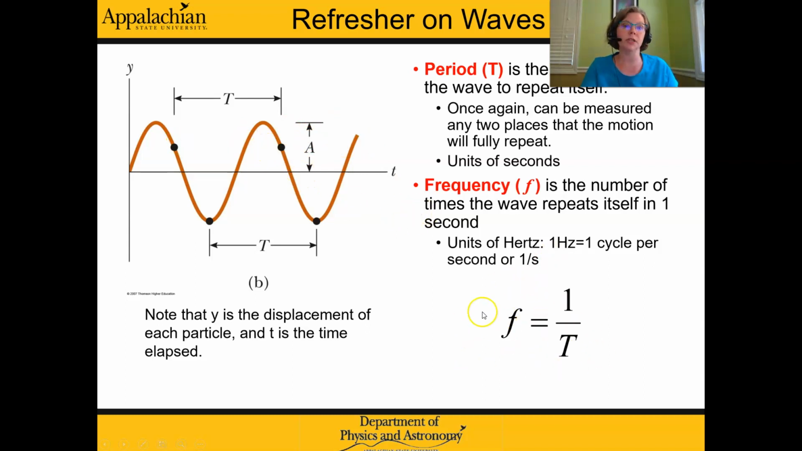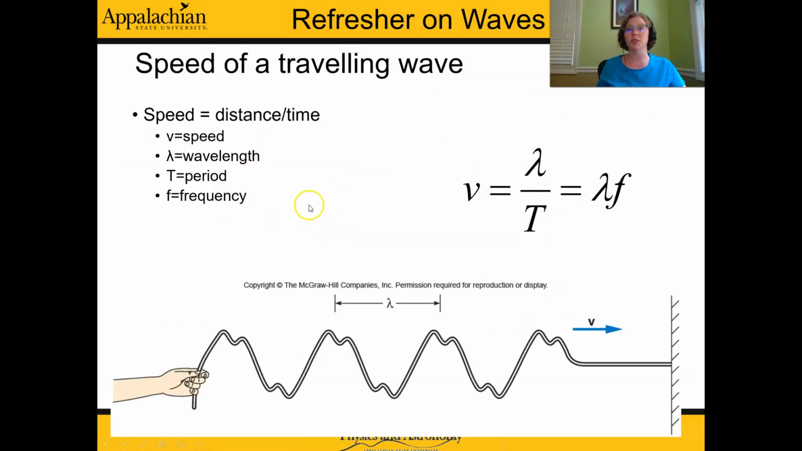The equation for frequency is 1 over period, and the units for frequency are 1 over second. Now the speed of a traveling wave can be found as distance over time. Since the wavelength is the distance the wave repeats itself, and the period is the time the wave repeats itself, these offer us a great opportunity to calculate the speed of a wave. And again, since frequency is 1 over the period, this equation reduces to just wavelength and frequency.